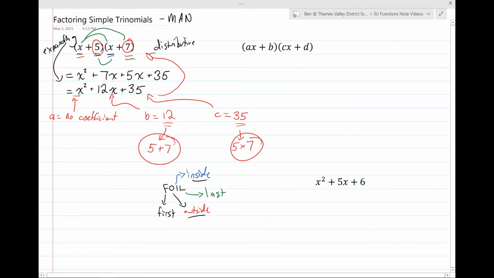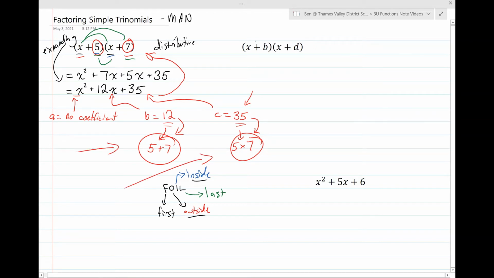Okay, so if I start off with 5 and 7, then I end up with 12 and 35 in those spots. So now I need to perform this in a backwards fashion. If I begin with a number, say 35, and use that to find two numbers that multiply to 35 and two numbers that add together to get 12, if I can find the same two numbers, then I should be able to factor something like this.